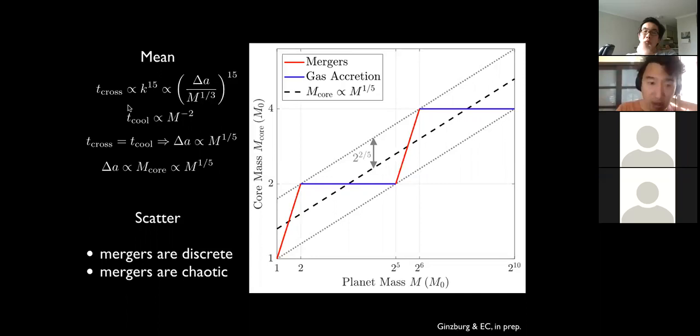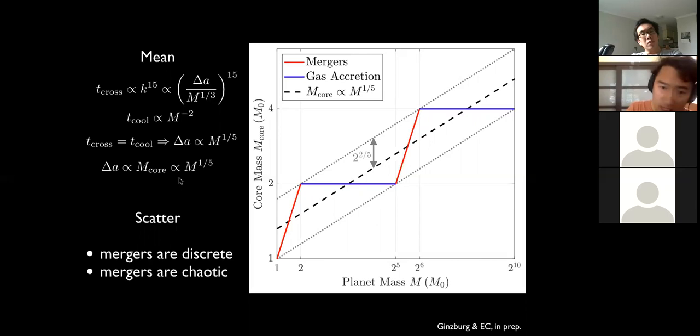So when you set these two equal to one another, you find that the separation scales, when you do the math, as m to the 1/5. This tells you how the separation increases as the mass of the planets increases in the mean. But the separation tells you exactly what the core mass is doing, because the separation and the core mass are 1:1. If you double the separation that you made, that means you ate exactly one other planet, which means you have doubled the mass of your core. So M core is in direct proportion to delta A. And if delta A goes as M to the 1/5, then M core goes as M to the 1/5. And this is the only thing you need.